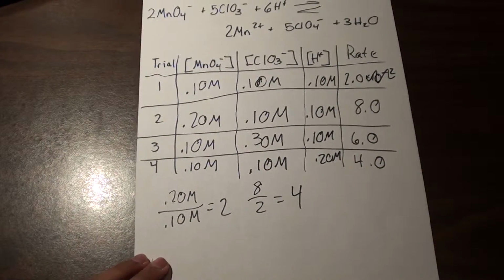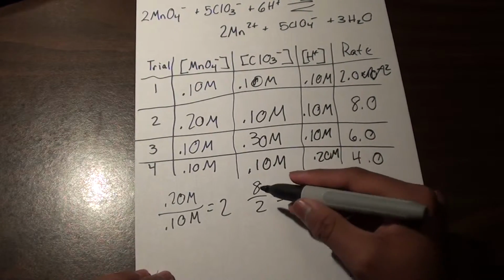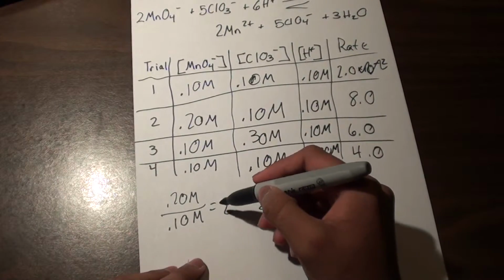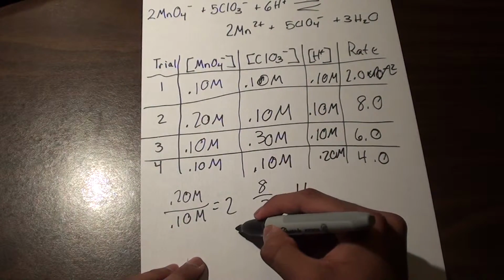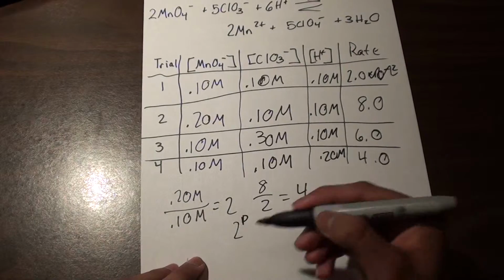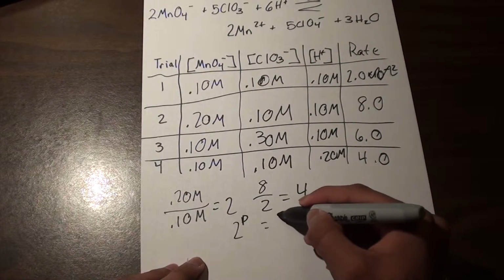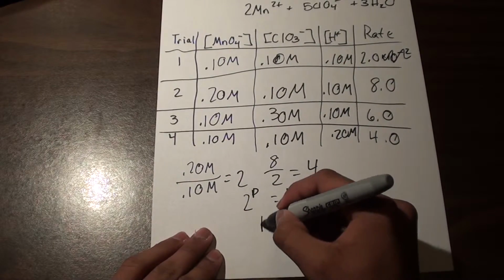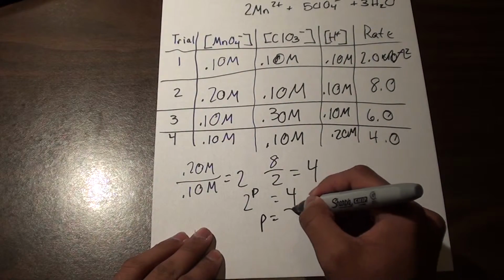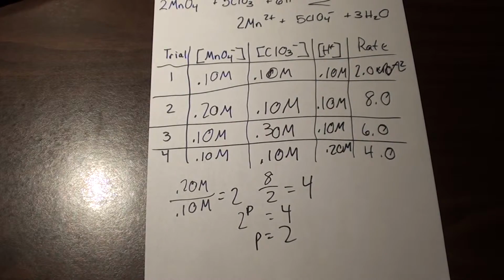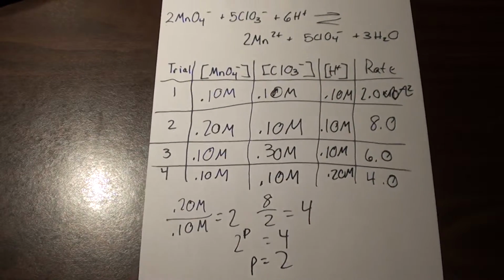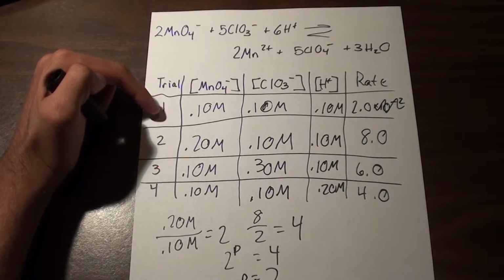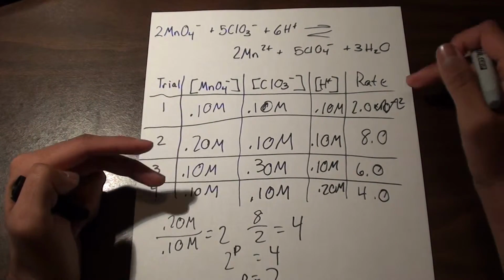So if you wanted to determine it mathematically, if there weren't numbers as easy as 2 and 4, you would just take the ratio that we got with our concentrations to the p power equals the ratio of the rates, and then you solve for p. Right here we can just see in our heads that p equals 2. So that's telling us that the permanganate is second order, because we doubled the concentration and our rate increased by fourfold.